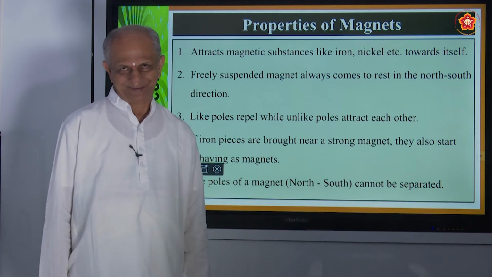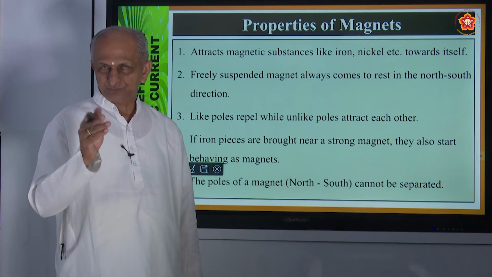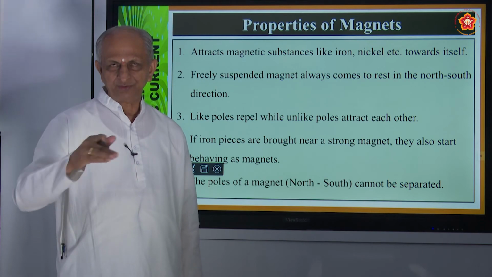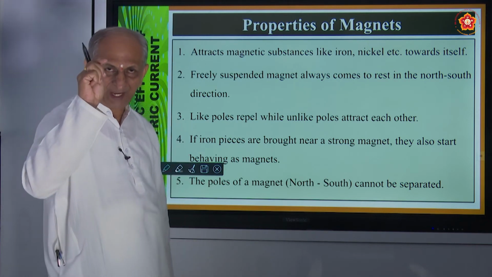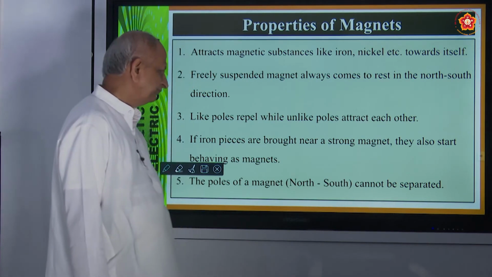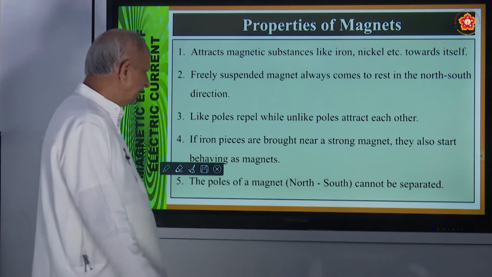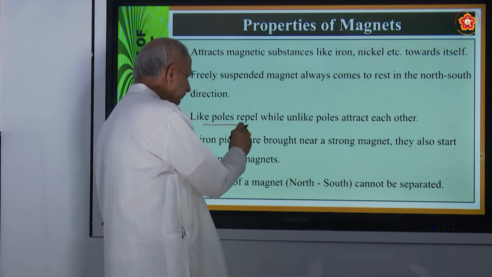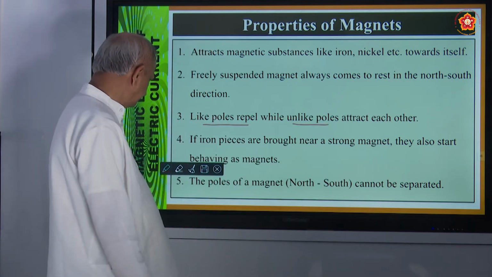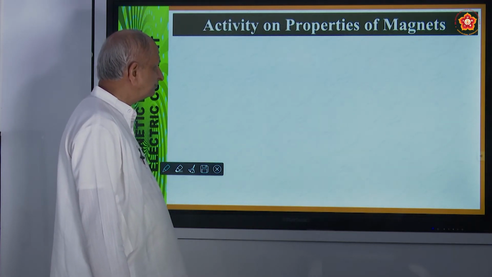And also one more property: the poles of a magnet, there are two poles, namely north and south pole, cannot be separated. Suppose you break a magnet, what happens? It breaks up into two. Those two pieces also act like a magnet. Still you break, still it continues. Every small piece, even the atom, it has been found that it acts like a magnet where there is attraction and also repulsion. You get repulsion when you have like poles. You get attraction when you have unlike poles. So these are some of the properties, and we shall see some activities now.